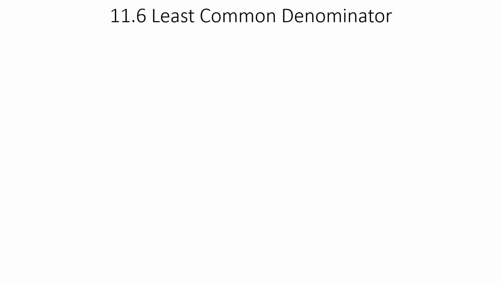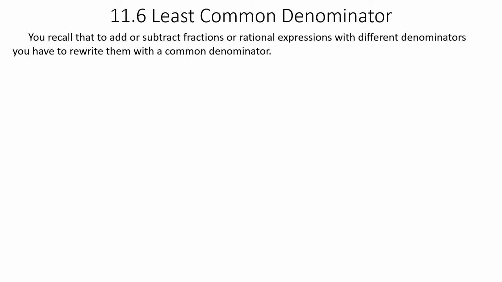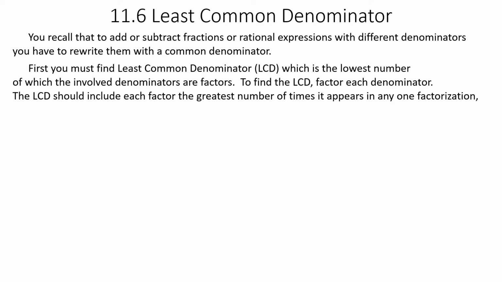Okay, section 11.6 is just reminding you how to find least common denominators. You recall that to add or subtract fractions or rational expressions with different denominators, you have to rewrite them with a common denominator. First you must find the least common denominator, the LCD, which is the lowest number of which the involved denominators are factors. To find the LCD, factor each denominator. The LCD should include each factor the greatest number of times it appears in any one of the factorizations.